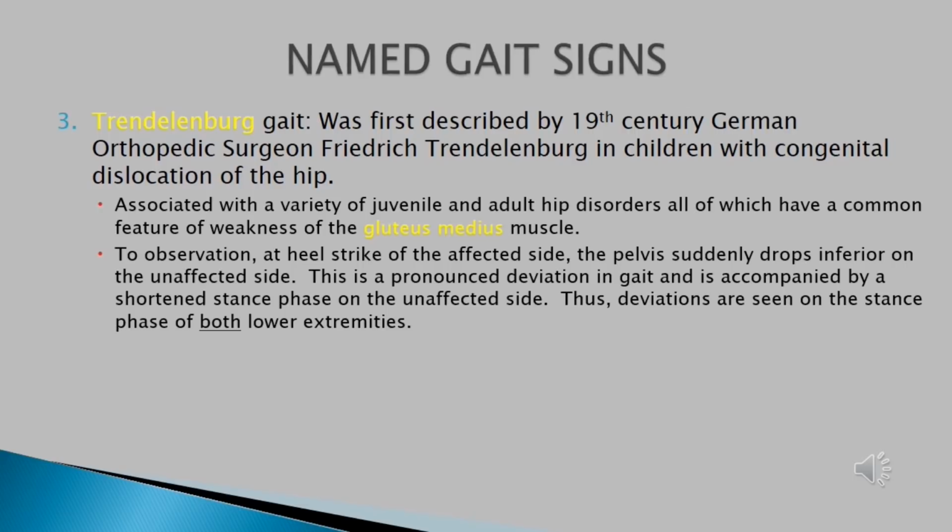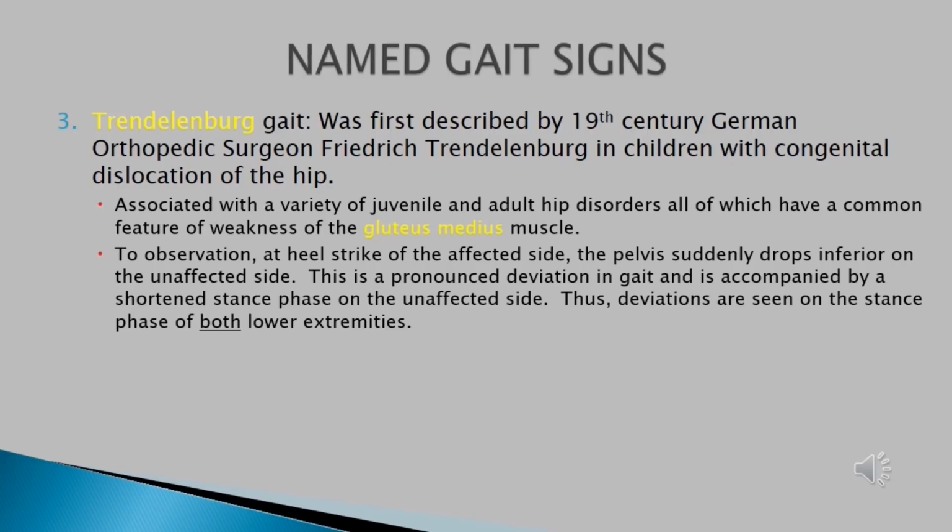drops inferior, drops downward due to lack of stabilization of the gluteus medius muscle on the side of the leg in stance phase. And this is a pronounced deviation in gait, and you will notice it. And I have a video for you coming up to demonstrate the Trendelenburg gait.